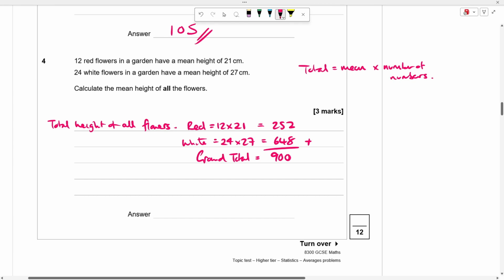So from this, the overall mean is going to be the total of all of the 36 flowers, which is 900, divided by 36. And if I type that into my calculator, I get an answer of 25 centimeters.